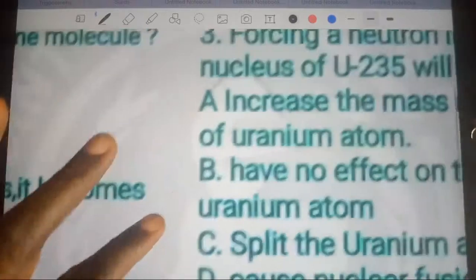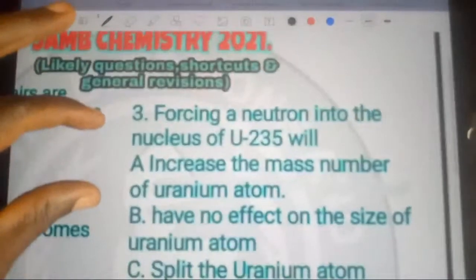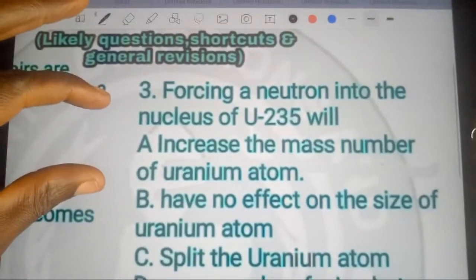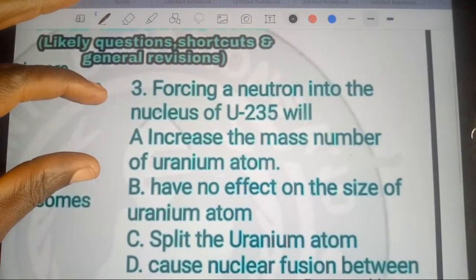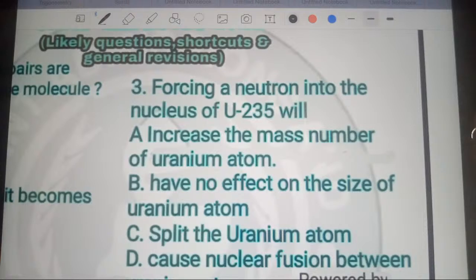Now the next question, number 3, says: forcing a neutron into the nucleus of uranium-235 will A, increase the mass number of the uranium atom, B, have no effect on the size of the uranium atom, C, split the uranium atom, then we have D, cause nuclear fission between uranium atoms.